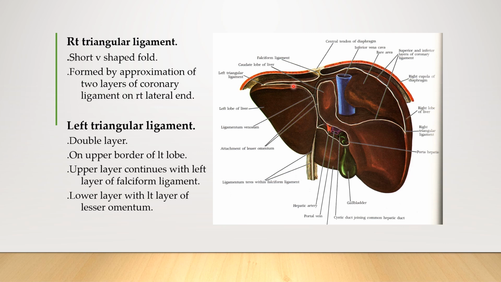So there is no true coronary ligament present on the left side. The left triangular ligament is formed by the continuation of the left margin of the falciform ligament along the upper border of the left lobe of the liver, while the posterior layer is formed by the continuation of the left margin of this lesser omentum, which is attached along the porta hepatis and the fissure for ligamentum venosum. It becomes continuous forward along the upper border of the left lobe to form the posterior layer of the left triangular ligament. So the left triangular ligament has an anterior and posterior layer. The anterior layer is the continuation from the left margin of the falciform ligament, and the posterior layer is the continuation from the left margin of the lesser omentum.